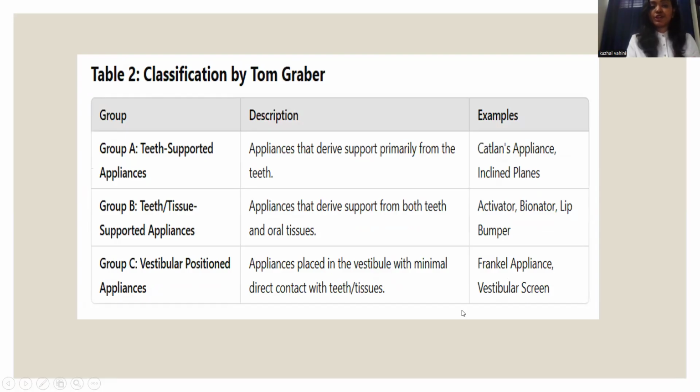Then in the classification by Graber, these are grouped into three categories: group A, B, and C. In group A, we have teeth-bone supported appliances. In group B, we have teeth-tissue-bone supported appliances. And in group C, we have vestibular position appliances. In group A, a classic example would be Catlan's appliance or inclined plane. In group B, we have the activator, bionator, and lip bumper. For group C, which is vestibular positioned appliances, we have the Frankel appliance and vestibular screen.